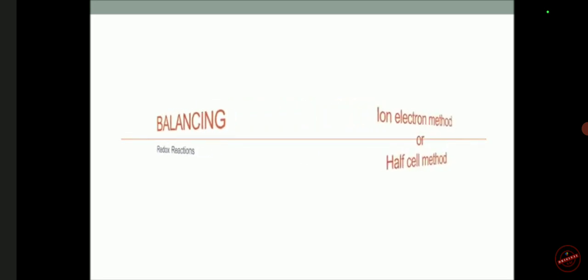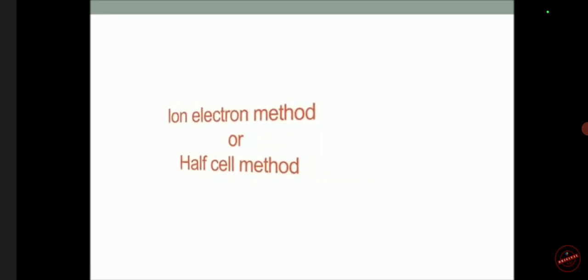Balancing of equations involving redox reactions. There are two different methods. Today we are going to see how we can balance equations using the ion electron method or half reaction method, sometimes called the half cell method.